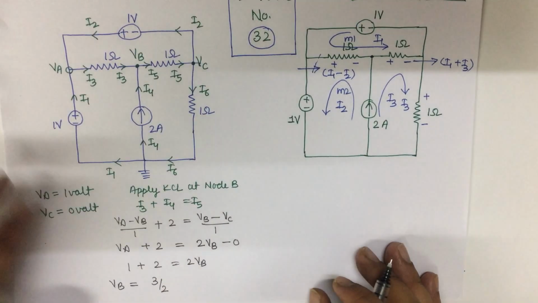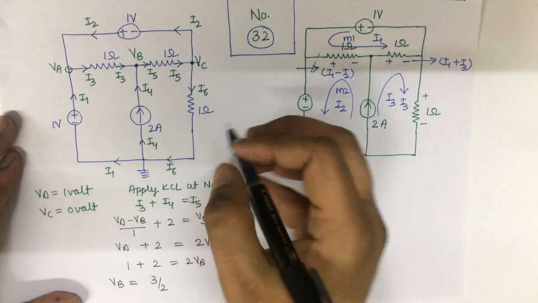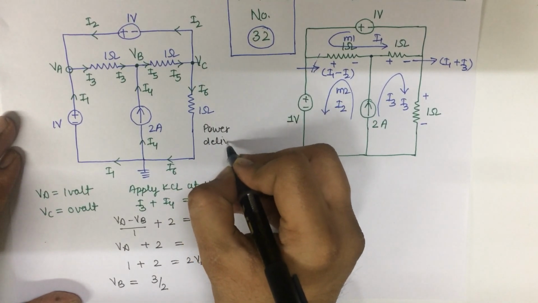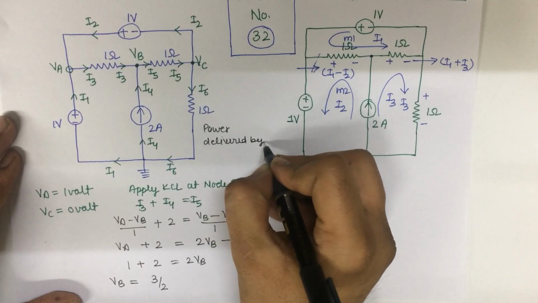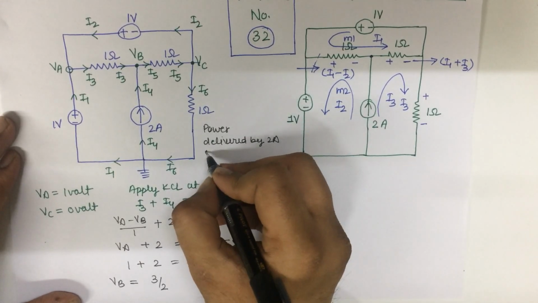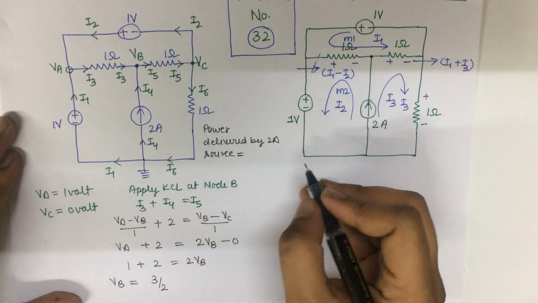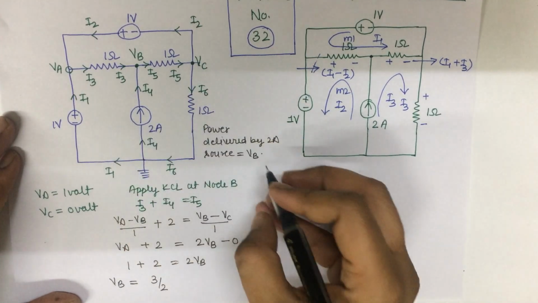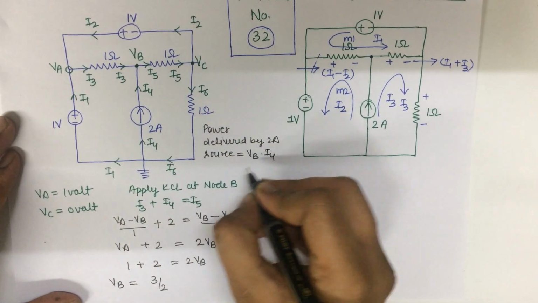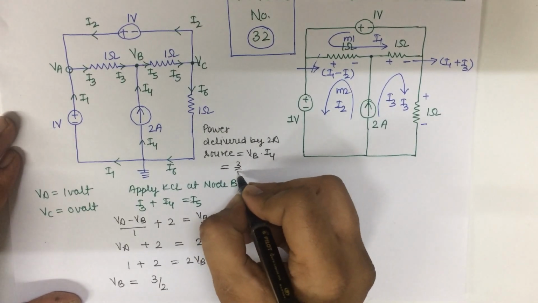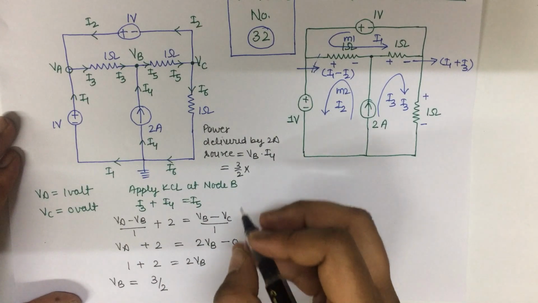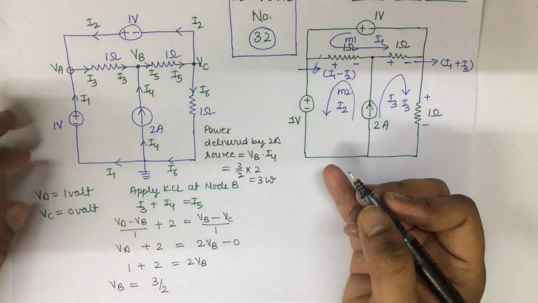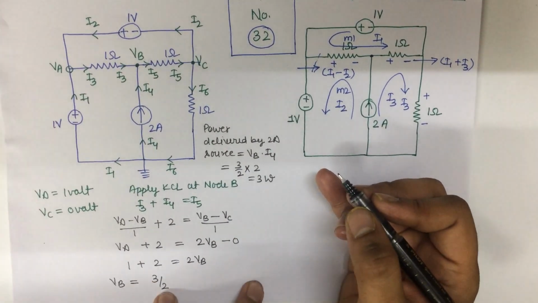Now when we find VB is equal to 3 by 2, the power delivered by the 2 ampere source is V into I. So what is the value of V? It means VB into I4, and VB is 3 by 2, multiplied by I4, which is 2, so this is 3 watt. So we have solved this question by nodal analysis.